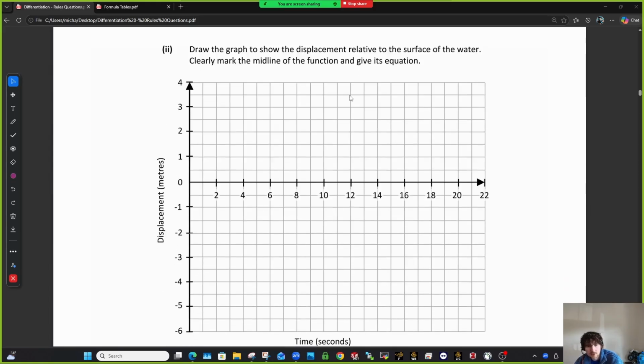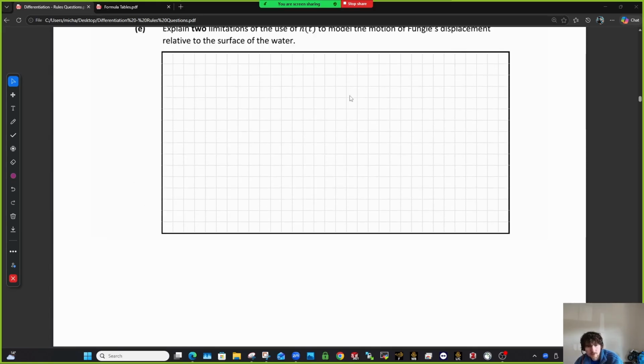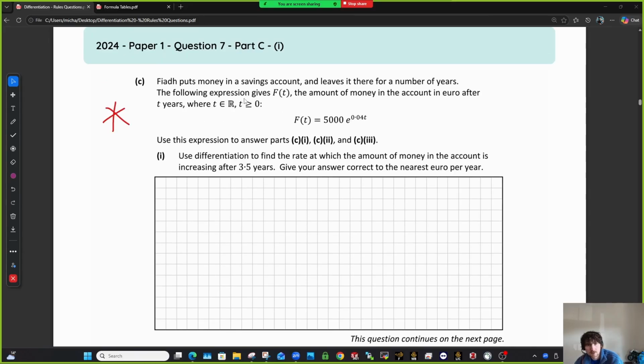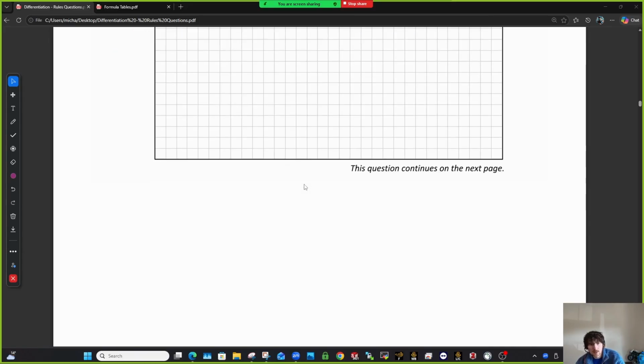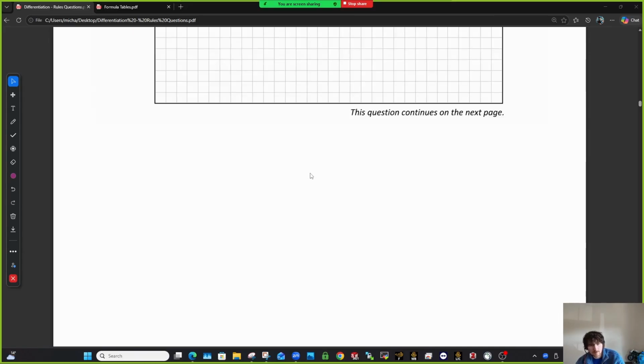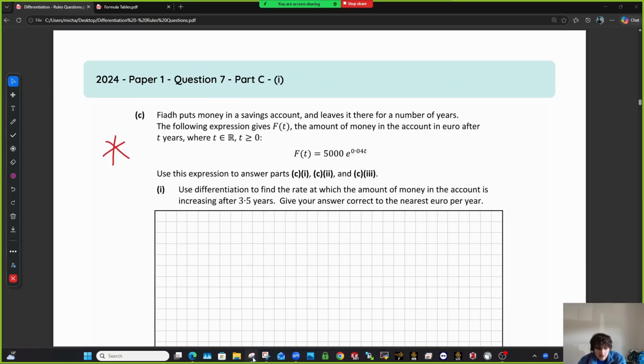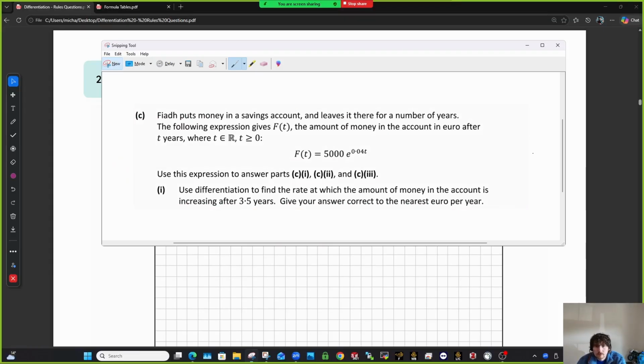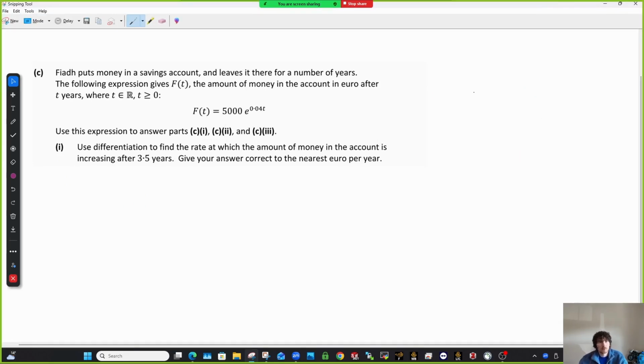So our next question here that I have a mark beside is this one, where Fia puts the money in. So I think this is just standalone, yeah. So we'll just do this question here. Right, so Fia puts money in a savings account and leaves it there for a number of years.